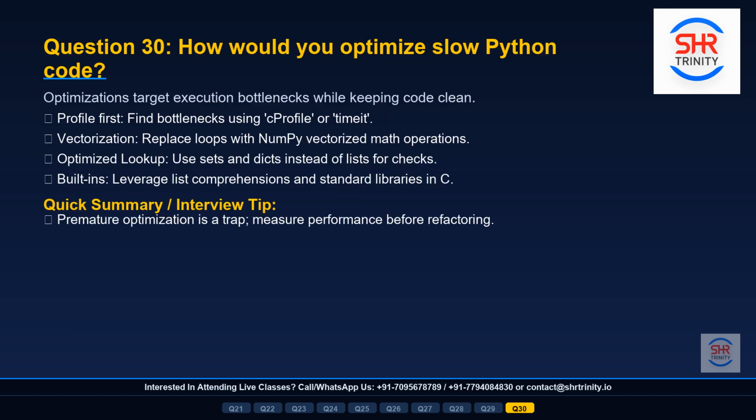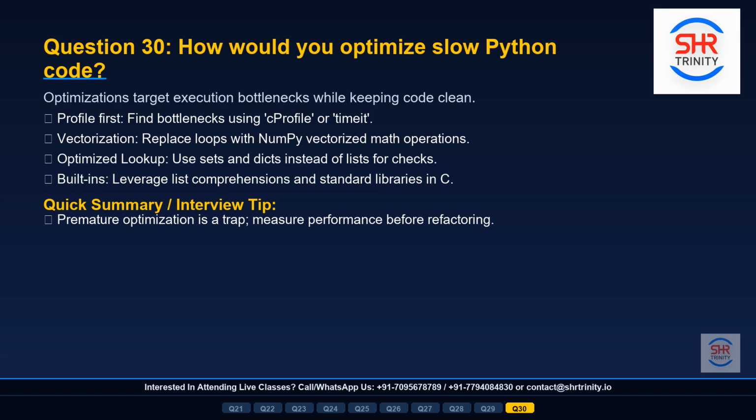And finally, question 30, how do you optimize slow Python code? First and most importantly, never guess where the bottleneck is. Always profile your code first using Python's cProfile module or the timeit utility. Find the actual slow section, then optimize only that section. Next, examine your data structures. If you are checking membership in a list, that is O of n per check. Switch to a set for O of 1 lookup. Then look for unnecessary loops.